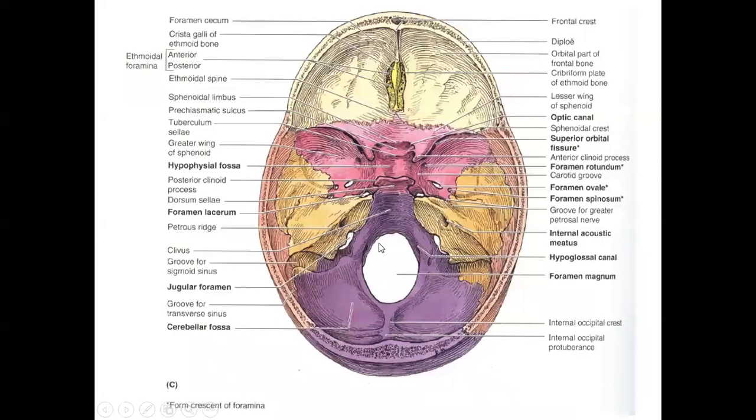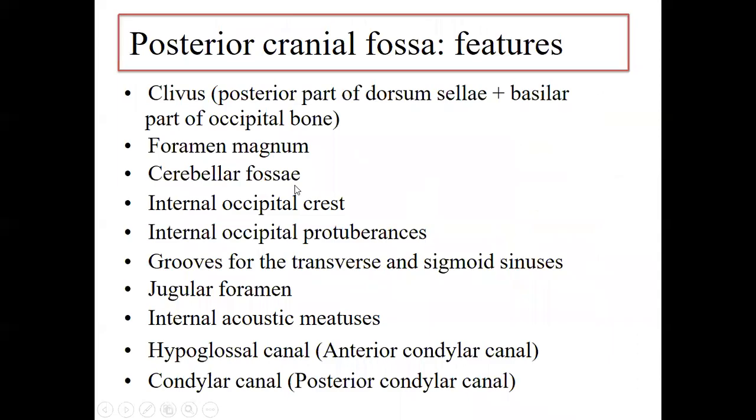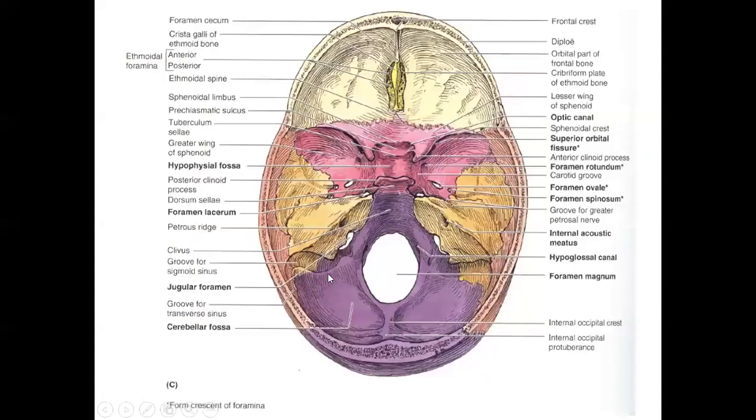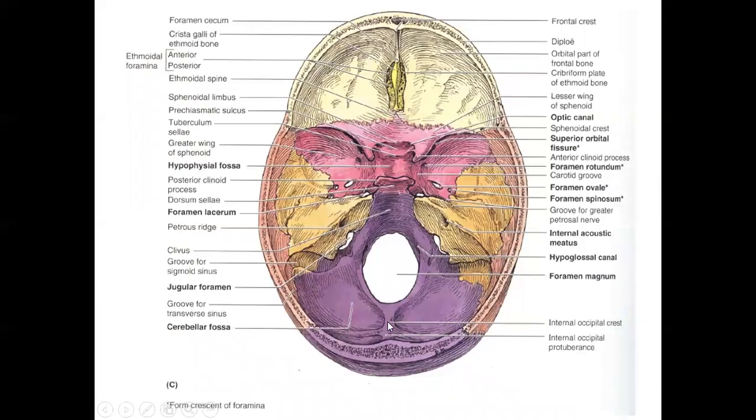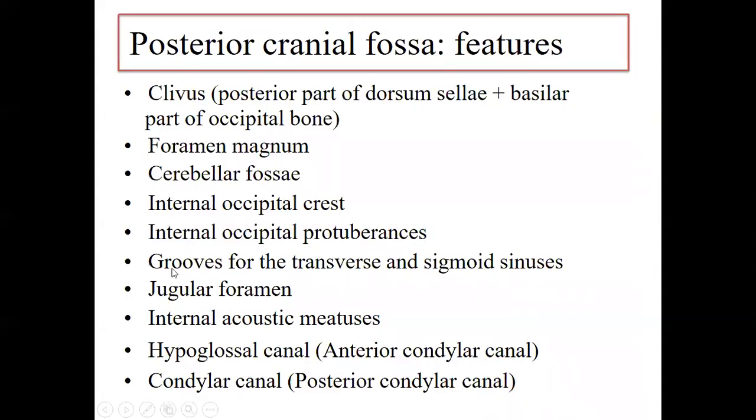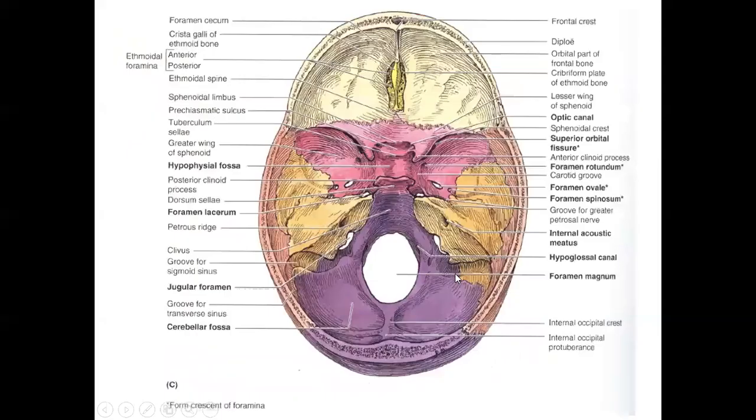And the foramen magnum is definitely very huge here. Foramen magnum. The cerebellar fossa. You can see here, this is the cerebellar fossa. Fossae is plural, fossa is singular. And we also have the internal occipital crest. You can see here, this is the internal occipital crest. We have the internal occipital protuberance. And then we have the groove for the transverse and sigmoid sinus.